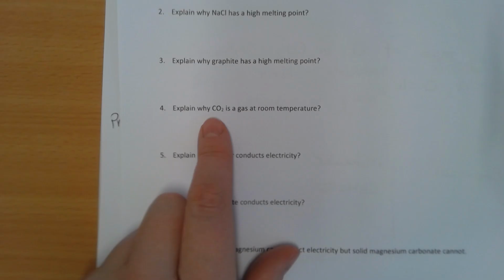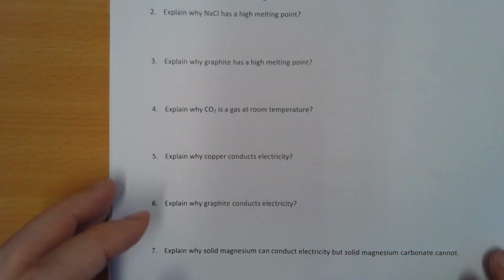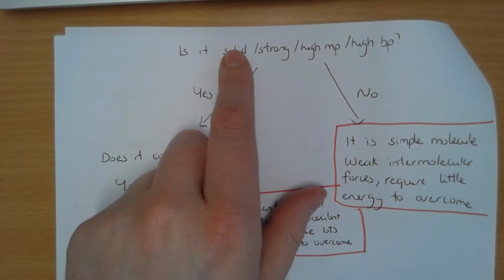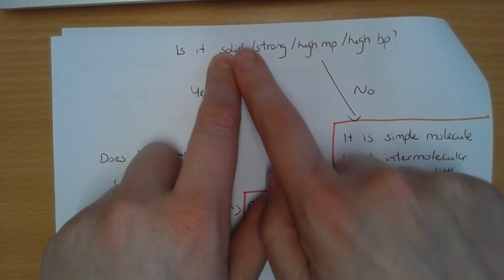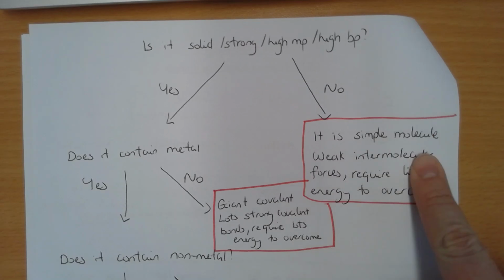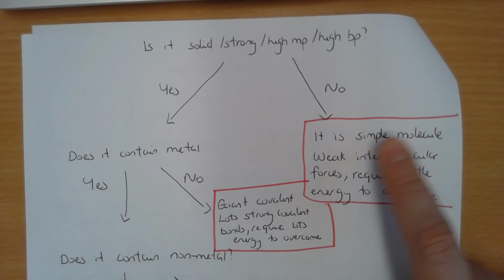Question 4, CO2 is a gas at room temperature. Explain why. All right, so I'm telling you it's a gas, so is it solid? The answer is no, it's not solid because it's a gas. Well then, this is your answer. Why is CO2 a gas? Because it's a simple molecule. Weak intermolecular forces require little energy to overcome.